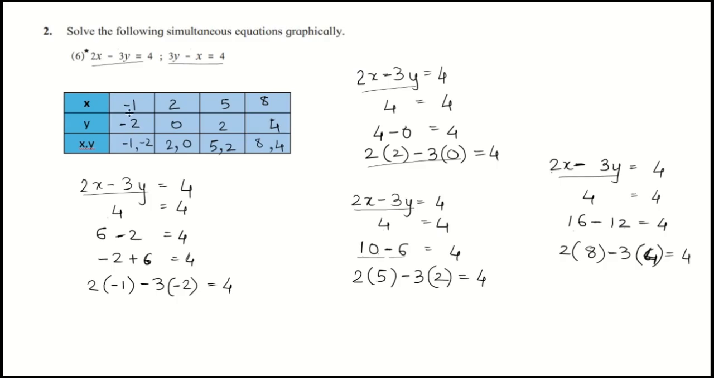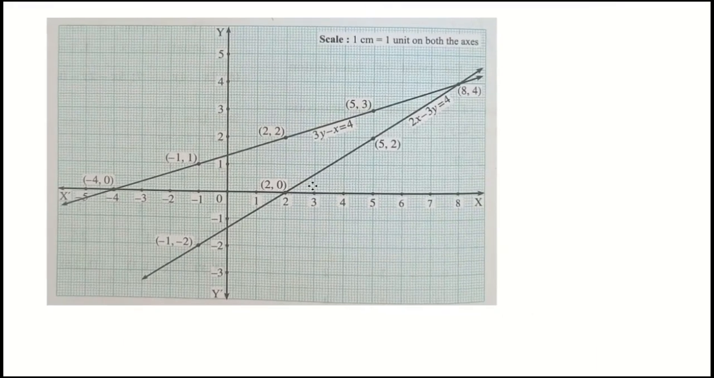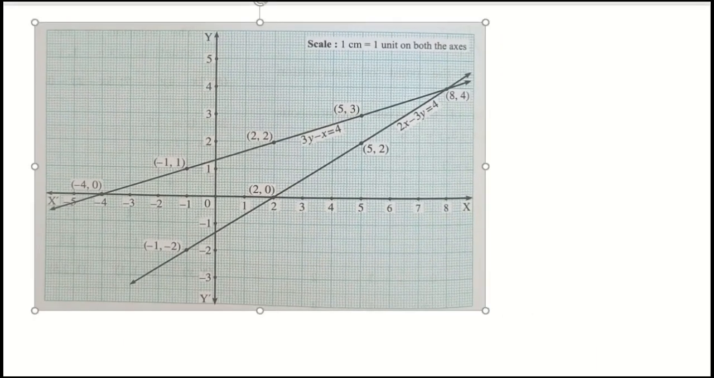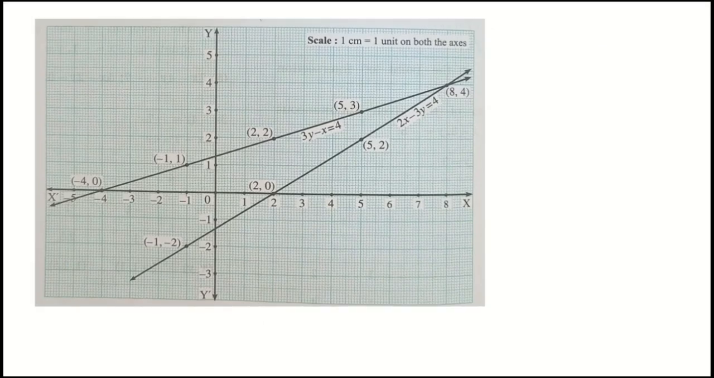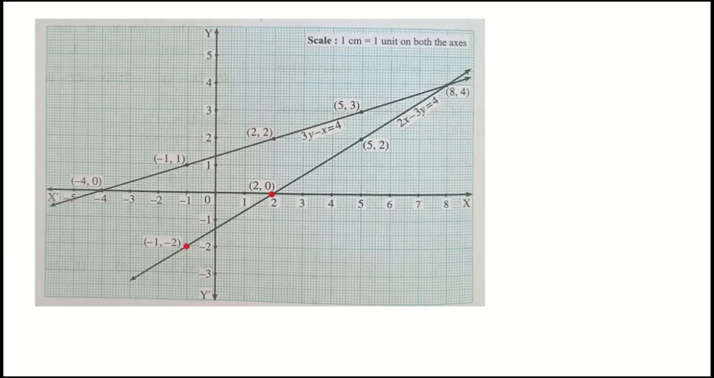Now we will place these points of both the equations on the graph. From the first equation, minus 1 and minus 2 is the first point. Placing this on the graph, minus 1 and minus 2. On x, minus 1 is here. On y, minus 2 is here. Second point, 2 comma 0. X is 2 and y is 0. Here is the second point. Third point, 5 comma 2. X is 5, y is 2. Fourth point, 8 comma 4. 8 on x and 4 on y.